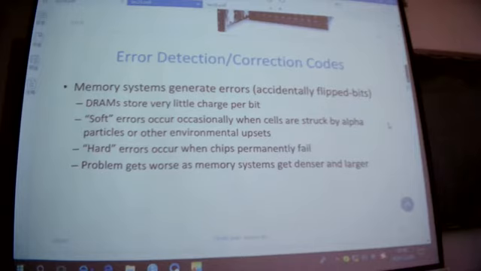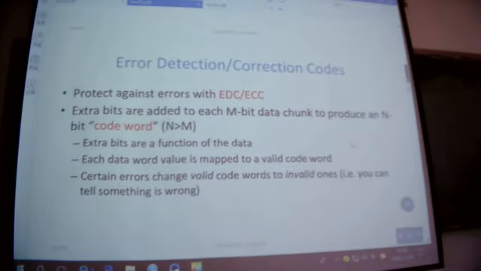Errors occur occasionally when cells are struck by alpha particles or other environmental aspects. Hard errors occur when chips permanently fail. Hard errors are hard to fix. Soft errors are easy to fix. The problem gets worse as memory systems get denser and larger. This is error correction code. EDC is error detection code. ECC is error correction code.